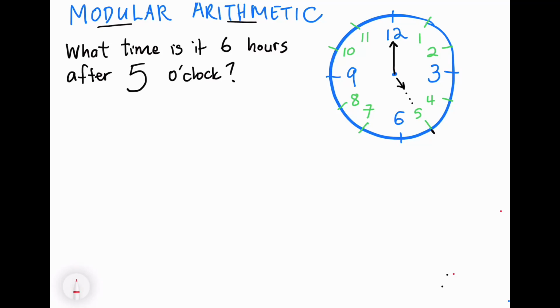Okay, so in this video, we're going to introduce modular arithmetic. We're going to start with an example called clock arithmetic. So that's mod 12. So what time is it 6 hours after 5 o'clock?